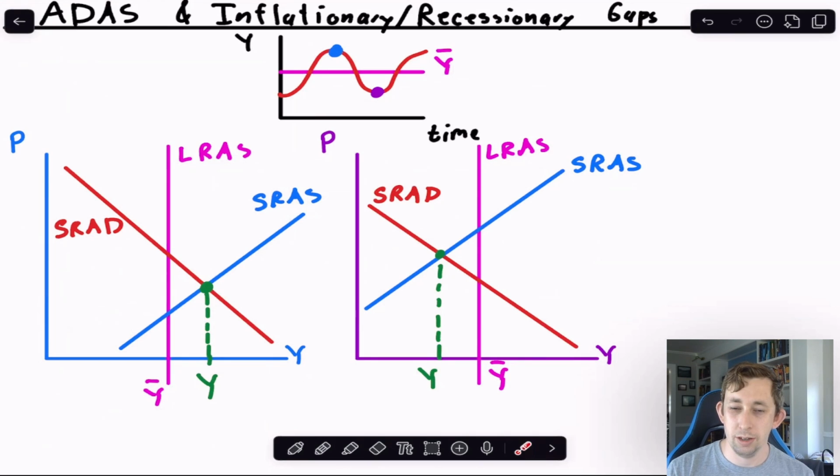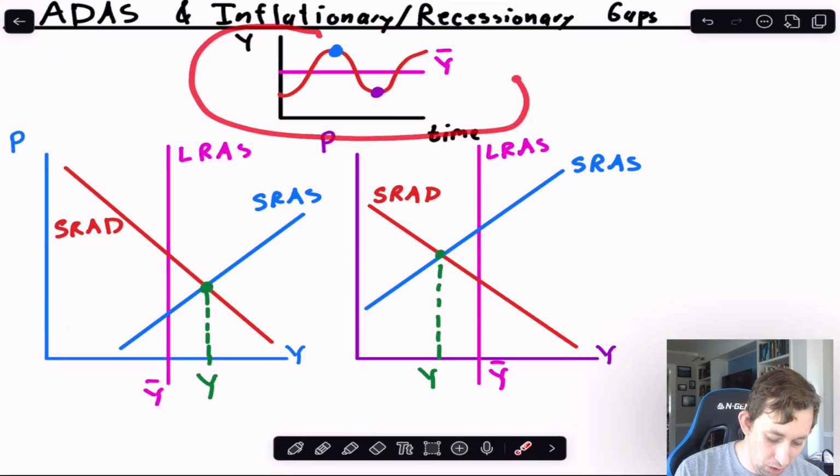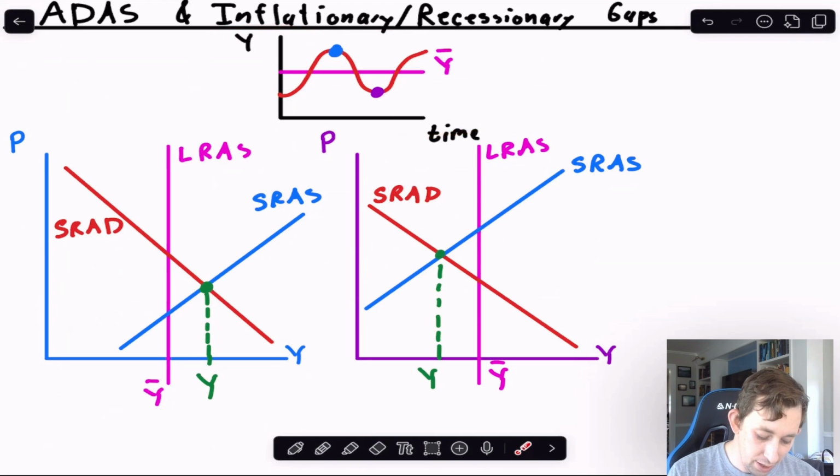Now, I said that one of our goals is to be able to indicate when the economy is in a recessionary or inflationary gap. So what I've done is I've taken the graph that I showed you earlier with time and GDP, and I've picked a point where we are above the natural rate of output in blue, and I picked a point where we are below the natural rate of output in purple, and I've shown you what the AD-AS curve would look like under those scenarios.